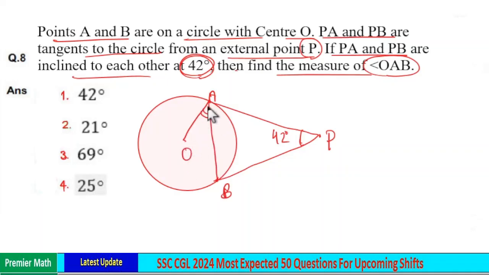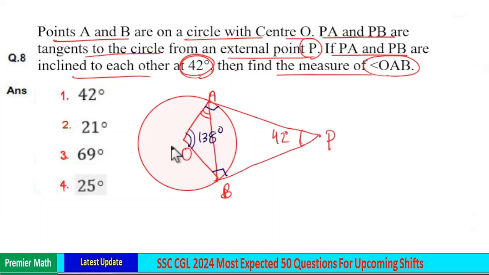Now, this OA is a radius. Then, the radius makes 90 degree with the tangent. Now, you can see this angle is 90 degree. Same way, this OB is also a radius. Then, OB makes 90 degree with the tangent PB. Now, you can see this one is a quadrilateral. Sum of angles of a quadrilateral is 360 degree. These two angles are 90 plus 90, 180 degree, and the third angle is 42 degree. Then the fourth angle is definitely 180 minus 42, because the sum of these two angles is equal to 180 degree. So 180 minus 42, 138 degree.